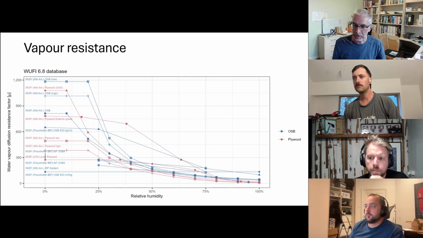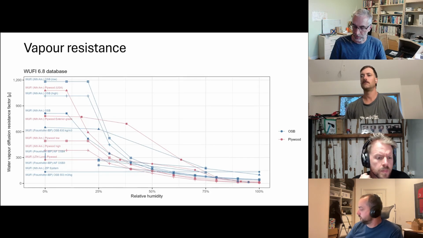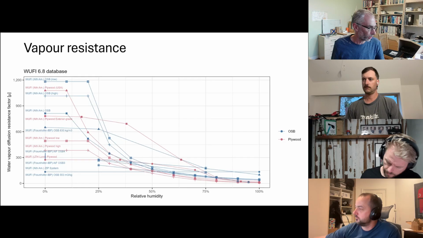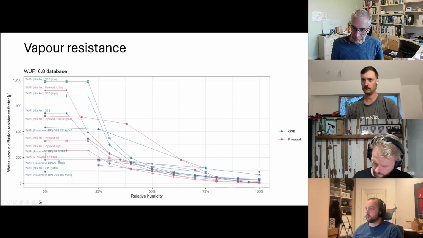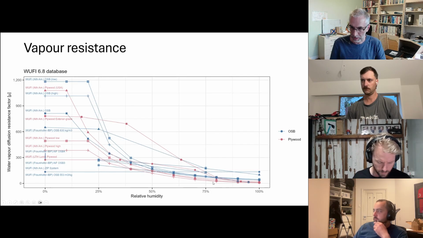There's a very large scatter between different products, even within the same category. So you've got OSBs that are relatively vapor closed, all the way up to relatively vapor open, by an order of magnitude difference. And when we go to higher relative humidities, everything tends to cluster together a bit more.